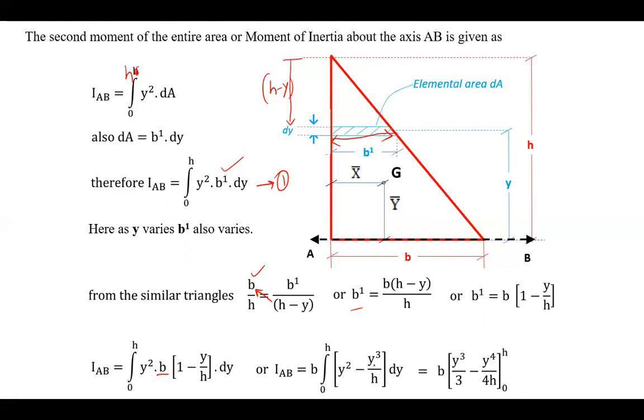Next, further simplification and integration. Upon integration, integration of y square will be y cube by 3, and integration of y cube will be y to the power 4 divided by 4, and h as usual you just multiply. And the limits vary from 0 to h. Why? Because now AB is at the base, so y starts from here, that's nothing but 0, and it will be up to h. So therefore, the limits are from 0 to h.